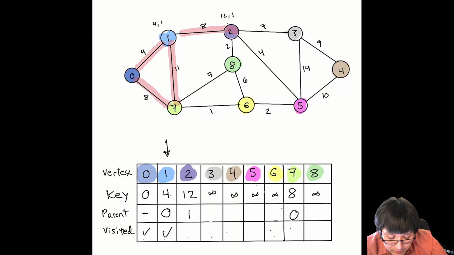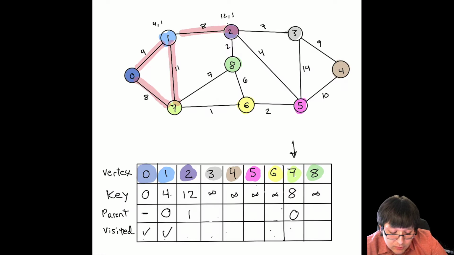So, yep, that pretty much takes care of 1. So we mark it as visited and we're good to go. Now we've got a 12 and an 8 in here, so we are going to go ahead and pick the 8, which is vertex 7.